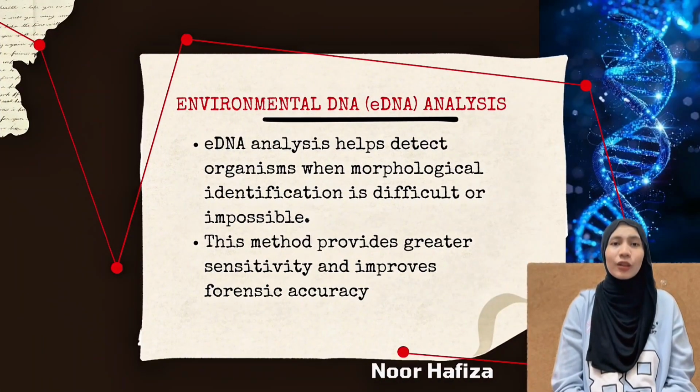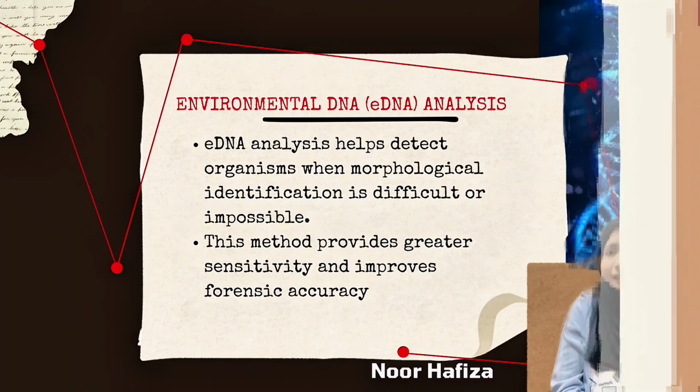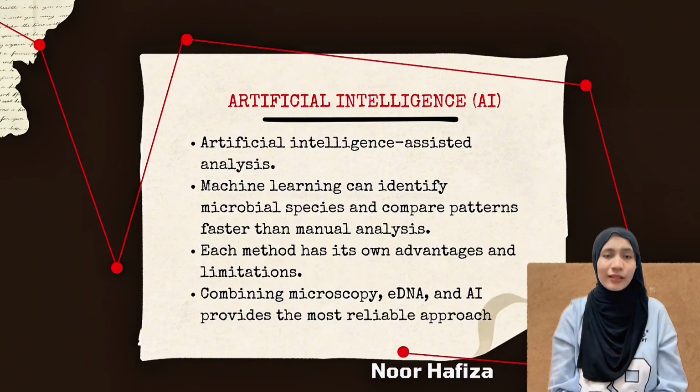To overcome the limitations of traditional methods, researchers have introduced environmental DNA, or eDNA, analysis. As demonstrated in the video, eDNA allows scientists to detect organisms even when morphological identification is difficult or impossible. This approach provides greater sensitivity and improves the accuracy of forensic investigation. This journal also discusses artificial intelligence assisted analysis. Machine learning systems can automatically identify microbial species and compare patterns much faster than manual analysis. Overall, the journal concludes that each method has its own advantages and limitations. Therefore, combining microscopy, eDNA, and AI provides the most relevant approach for forensic diatom investigation.